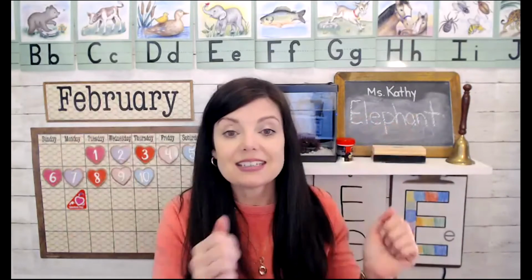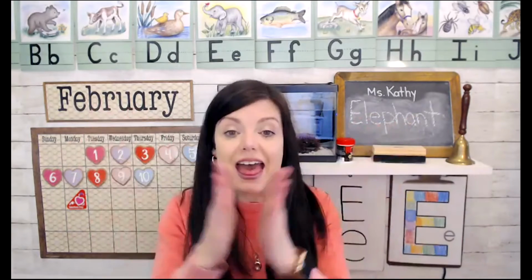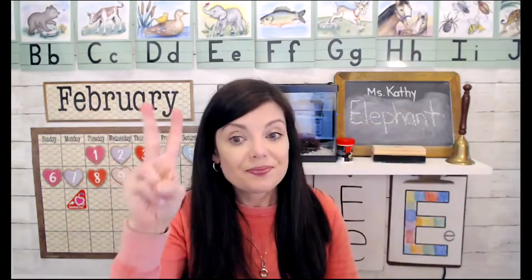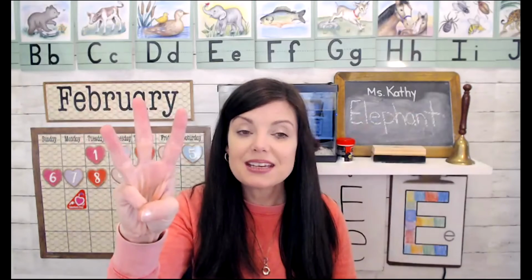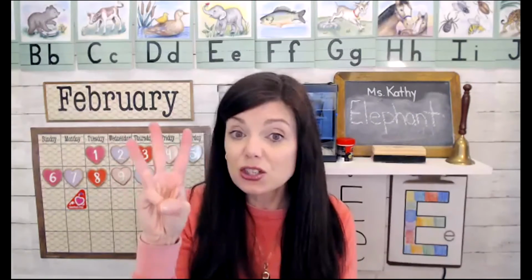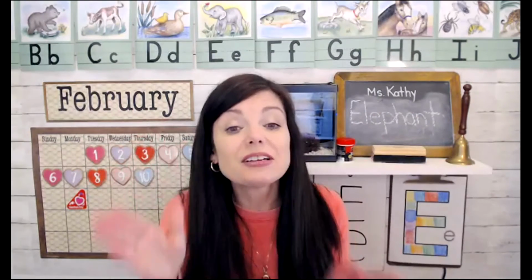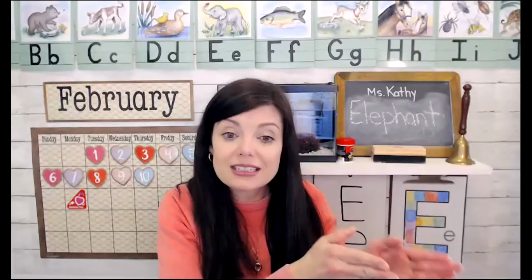Elephant. How many times did I clap? Let me do it again. Elephant. I clapped 3 times. So we say that elephant has 3 syllables. Every time we divide the word, that's called a syllable.